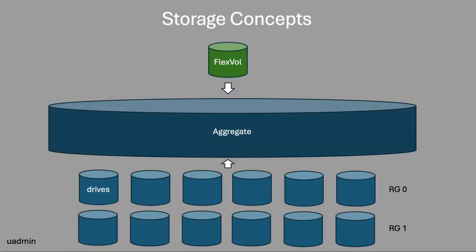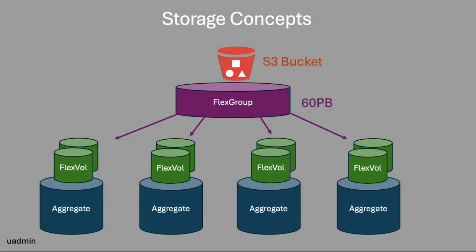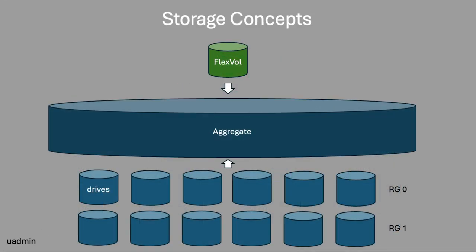Now let's have a look at storage. From the top down, data is stored in flexible volumes, which in turn live inside an aggregate, which is built up of RAID groups. And a RAID group is a stripe of drives. Flexible volumes can be grown and shrunk automatically or manually. And the data in the volume can be a collection of files and directories or LUNs, or even S3 buckets. However, an S3 bucket needs multiple volumes that together form a FlexGroup, which can provide you with some 60 petabytes of data.